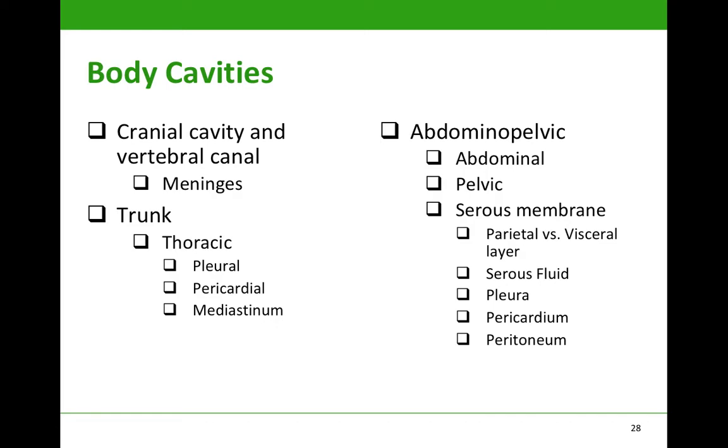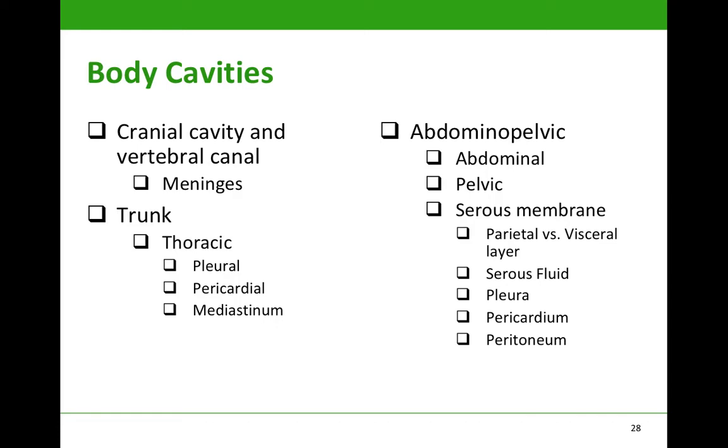And the vertebral or spinal canal is going to be formed by the bones of your vertebral column, and it will contain the spinal cord. There will be the meninges that are protective layers that will line these cavities. So when we talk about the nervous system, we'll talk about these meninges, but their purpose is to serve as layers of protective tissue, and there are 3 of them.